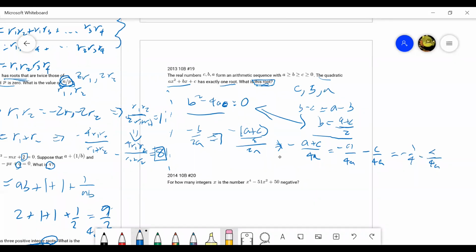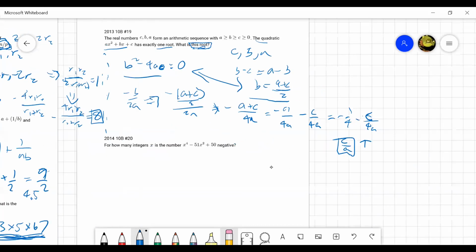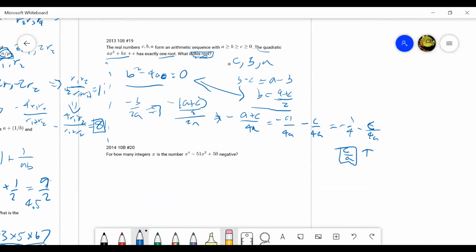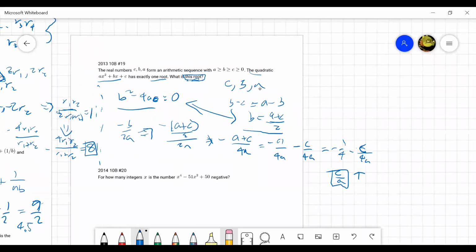And I guess the key observation here is that the only thing you really have to find is c over a. This is because everything else is just some number times c over a. This is just 1/4 times c over a. So from what we have, we just want to find c over a. Then after that, we can plug into this expression and solve the problem. So this first part was simply the planning step.